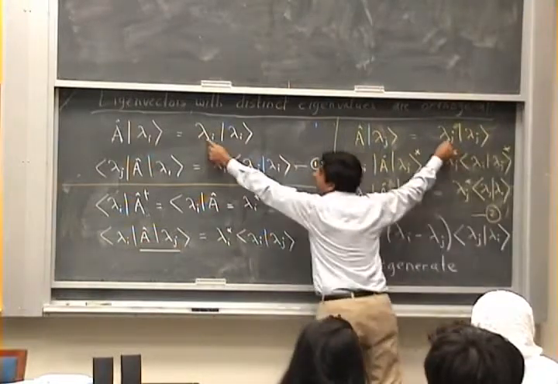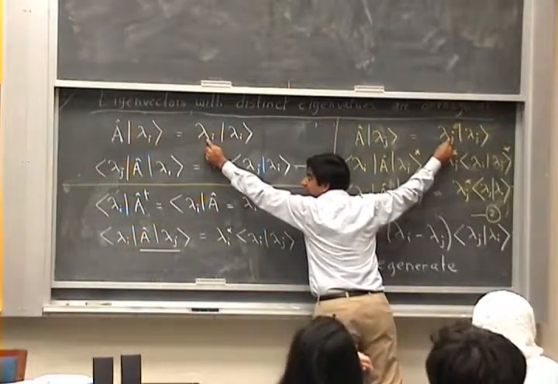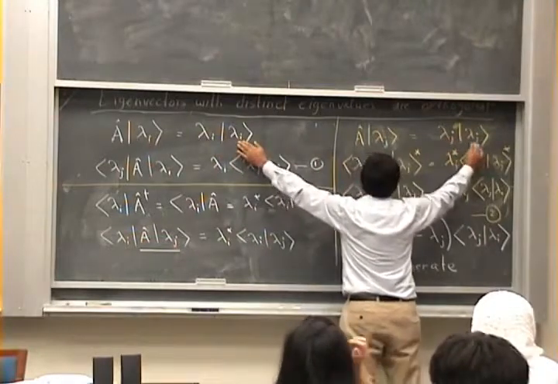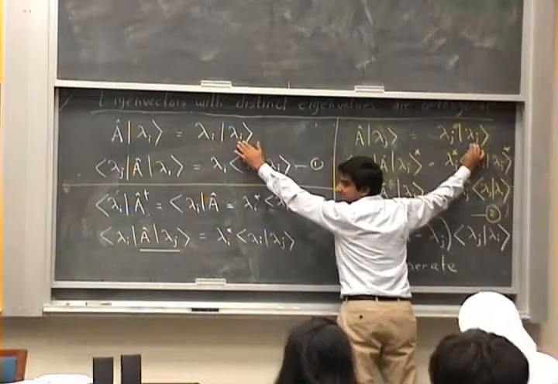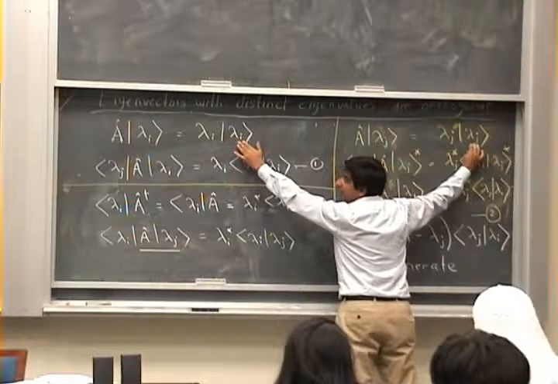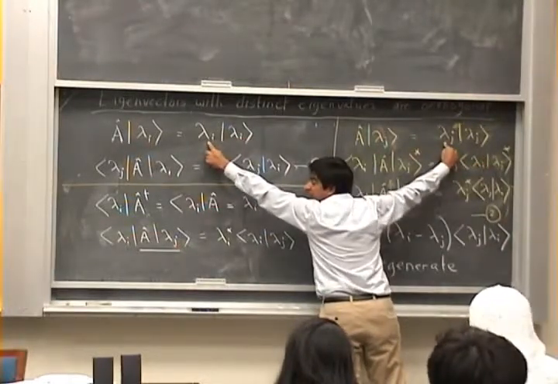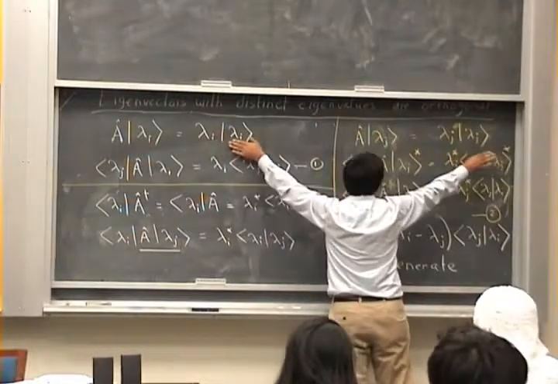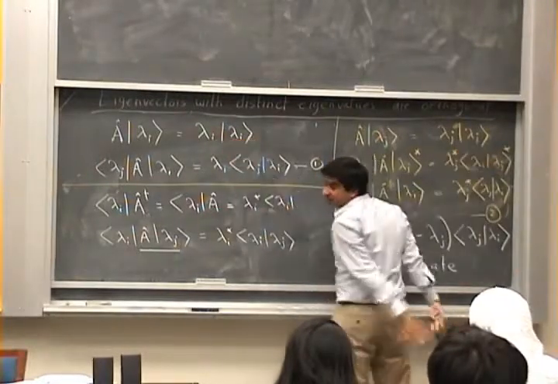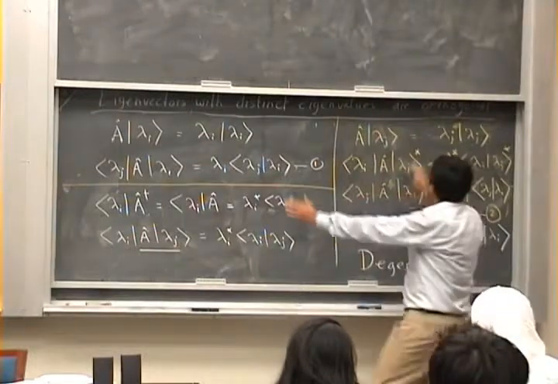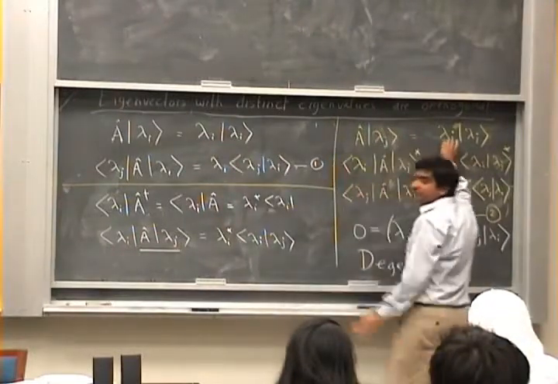These two numbers, if these eigenvalues are the same, then these states are called degenerate states. Let me repeat. If these numbers, lambda I and lambda j, are the same, then these states are called degenerate states, and these numbers are called degenerate eigenvalues.